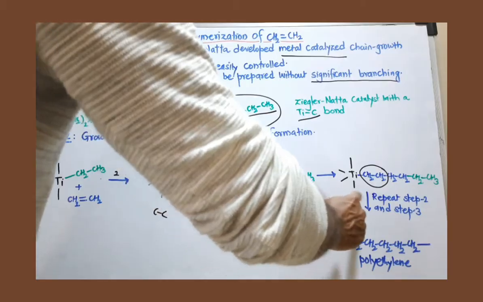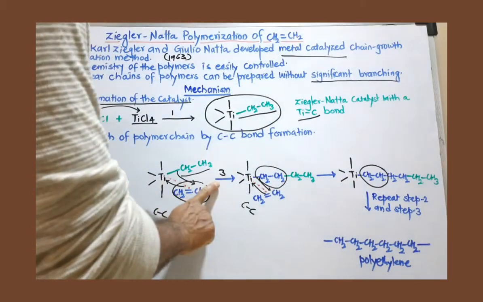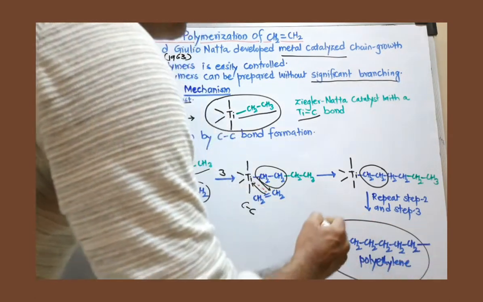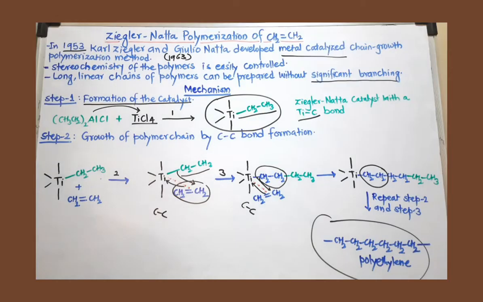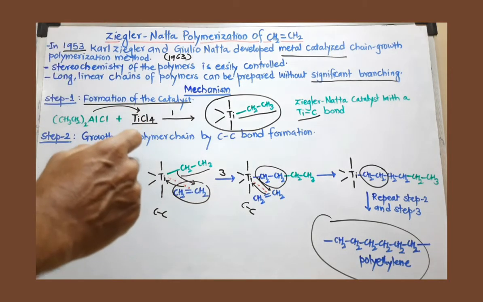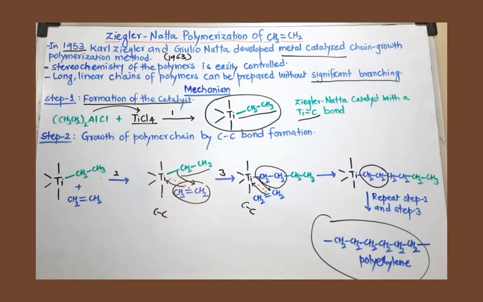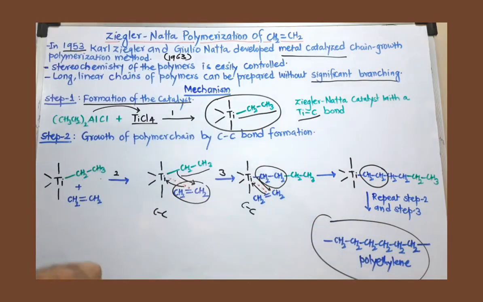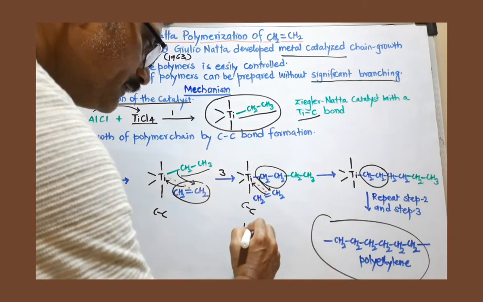So you have to repeat steps number 2 and 3 to get a bigger linear polymer, and in this way you can prepare polyethylene. This is polyethylene, a very big chain with a small number of branches, because there is no formation of a free radical intermediate. A free radical intermediate is not formed during this process, and because of this we get a linear polymer. This is high density polyethylene, HDPE.